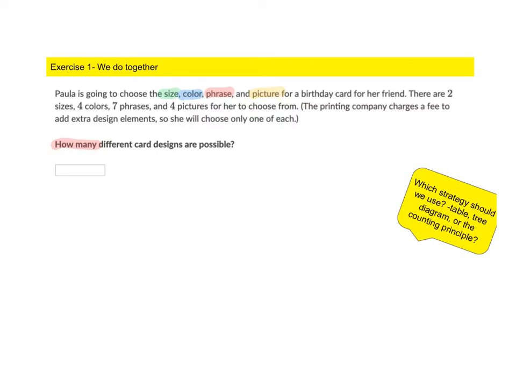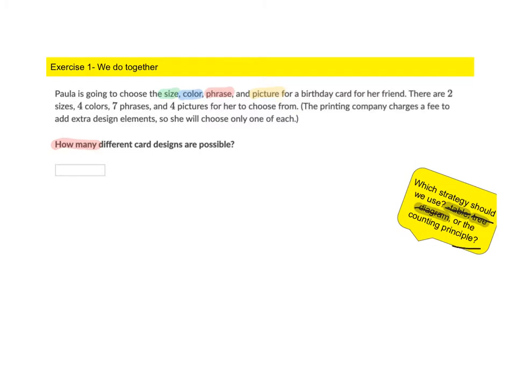Well, we can't choose a table because we have more than two variables. So it can't be a table. We could do a tree diagram, but this is going to be a huge tree diagram, right? There would be so many branches on this thing, it wouldn't really make sense because we don't need to see all of our options. We just need to know how many options there are.